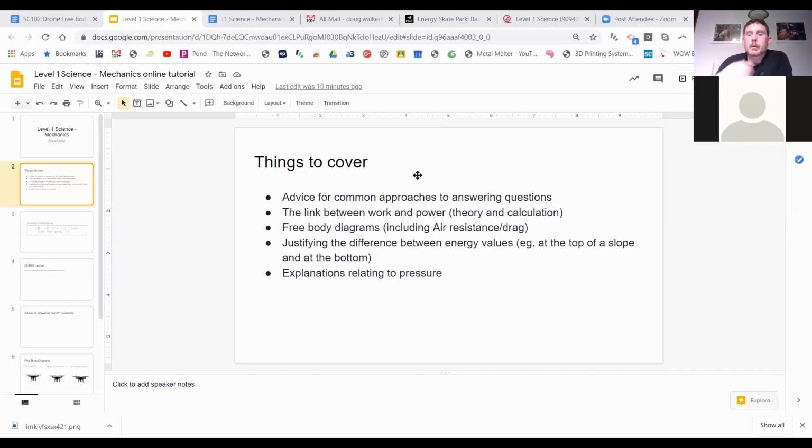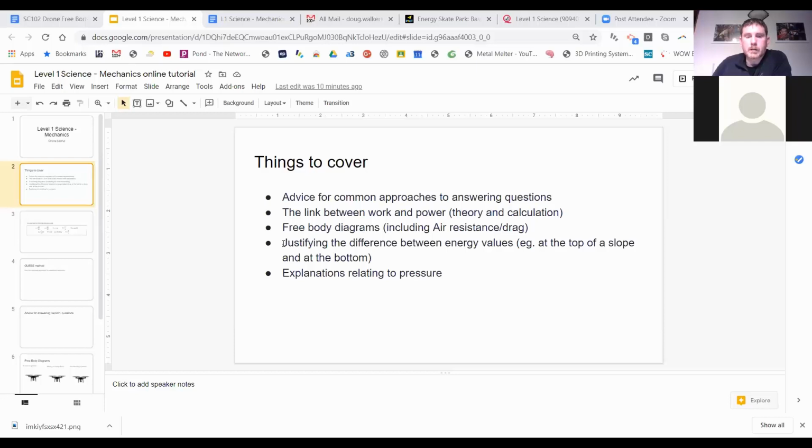Along with that, I'll go through some ideas for how to answer explanation style questions. That's often your merit or your excellence. Somebody had asked for the link between work and power, so I'll talk through that. And we'll have a look at a few free body diagrams.